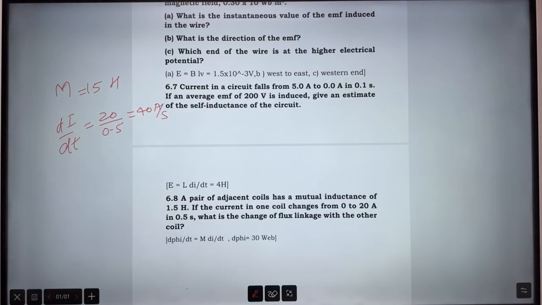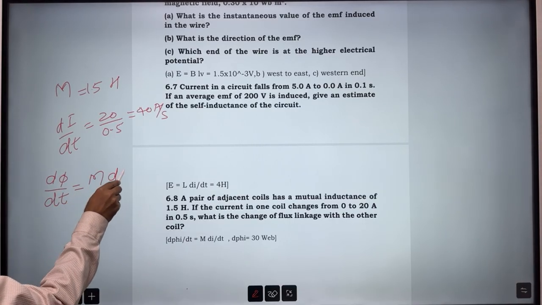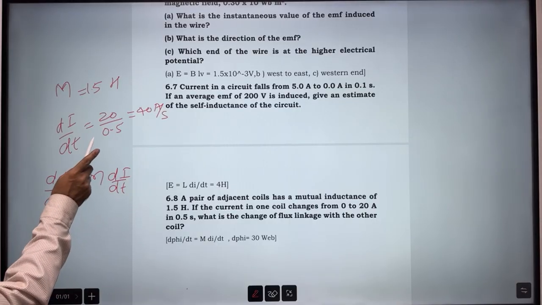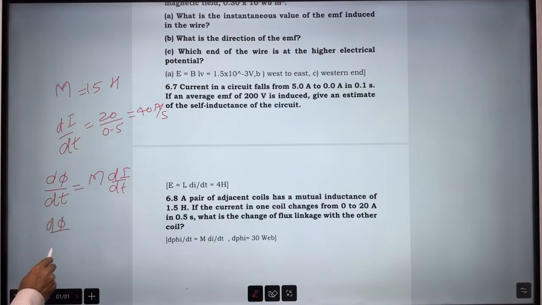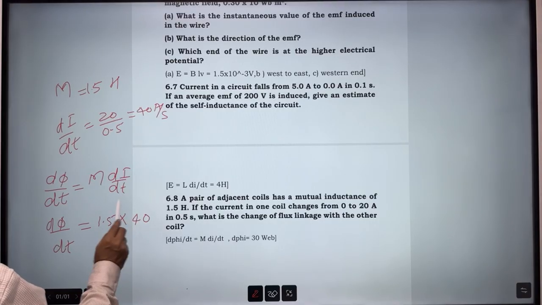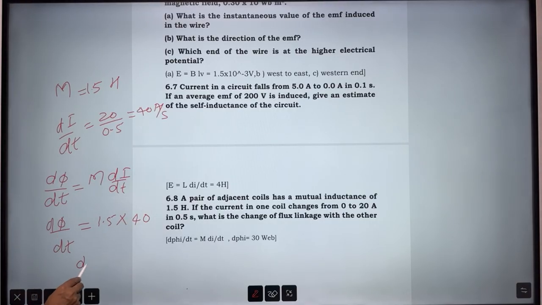What is the change of flux linkage with the other coil? So d phi by dt equal to M di by dt. So here we have to find out d phi by dt. We can put the values. So how much will it be? The value is given, this 40. d phi by dt equal to M, M is given 1.5, into di by dt is 40. Correct?